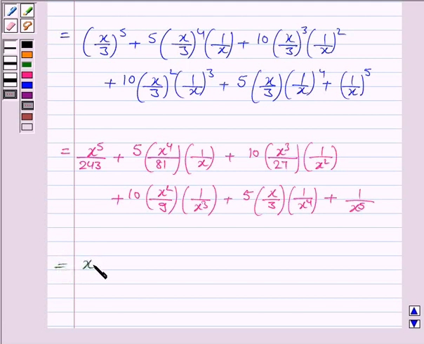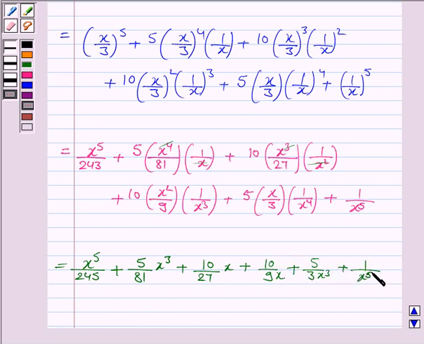Now this is equal to x^5/243 plus 5/81 x^3 plus 10/27 x plus 10/9 into 1/x, that is 10/(9x), plus 5/3 into 1/x^3 plus 1/x^5.